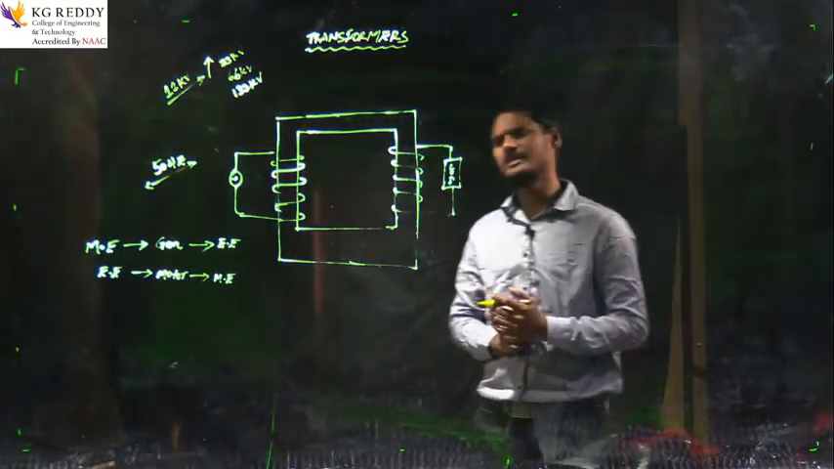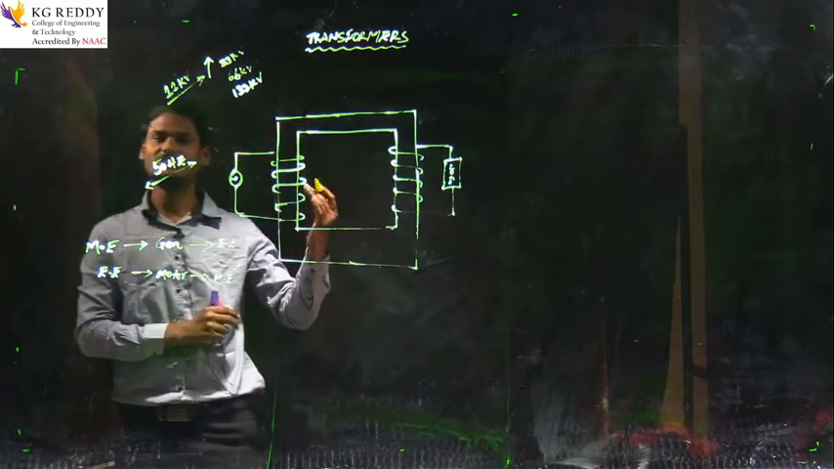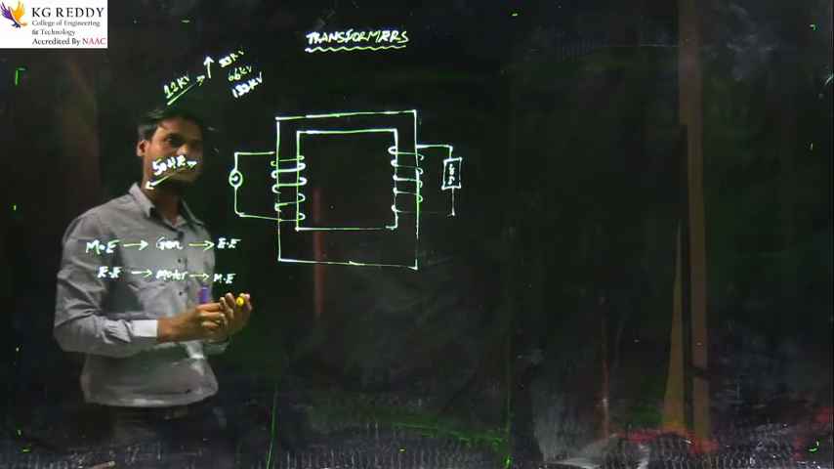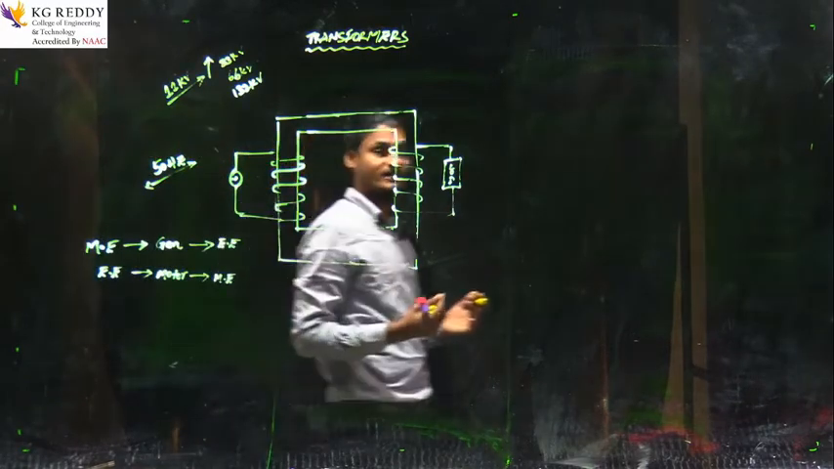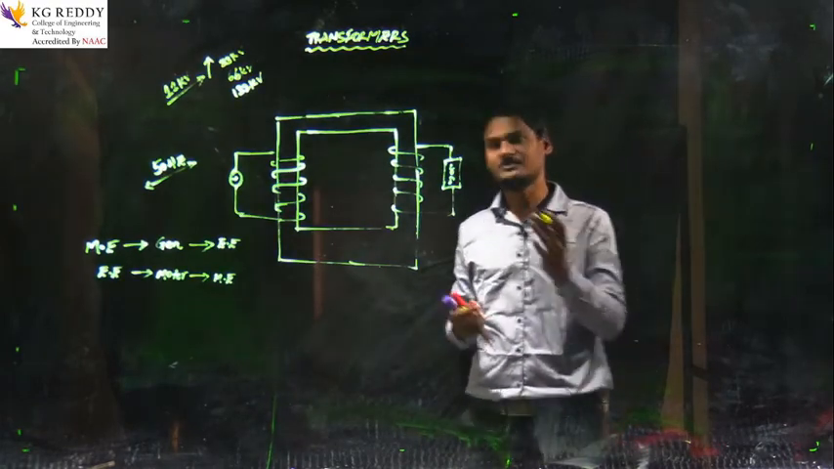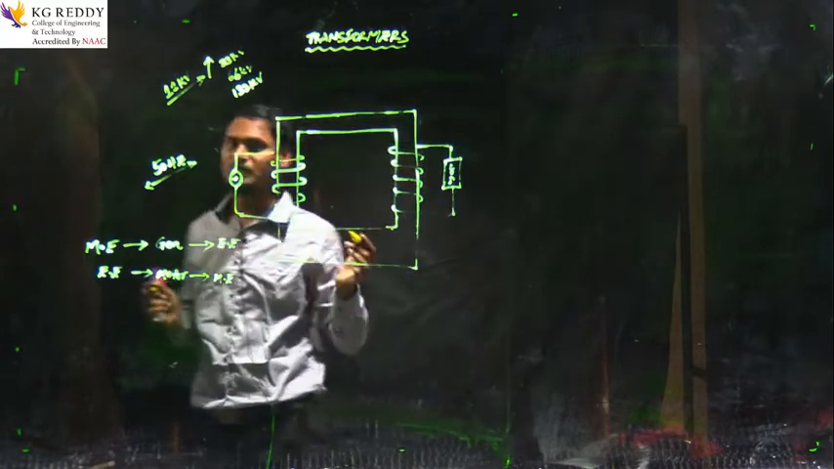Sir, just now you said the power is transferred. That means the voltage will increase and decrease. That means it will step up the voltage and step down the voltage. But you are saying it is a constant power device. How is that? I am saying that this is a constant power device. I am not saying a constant voltage device.